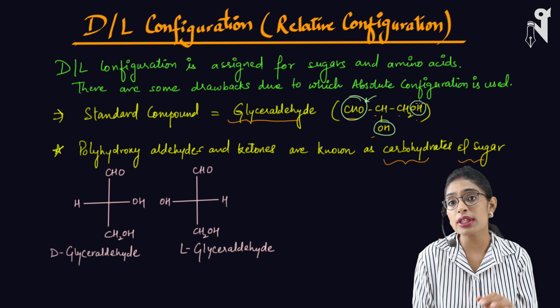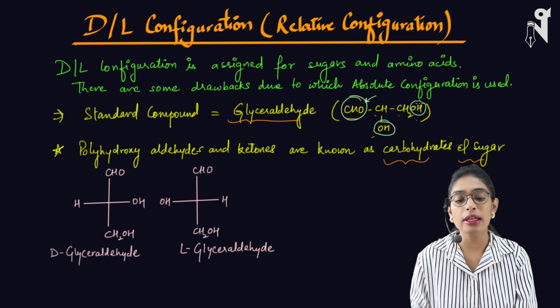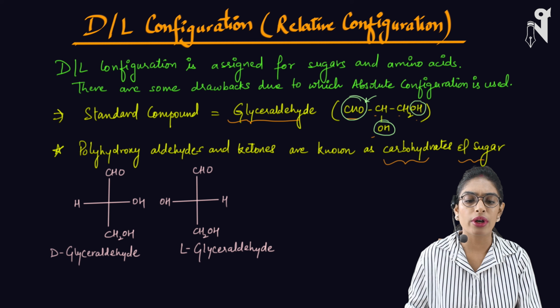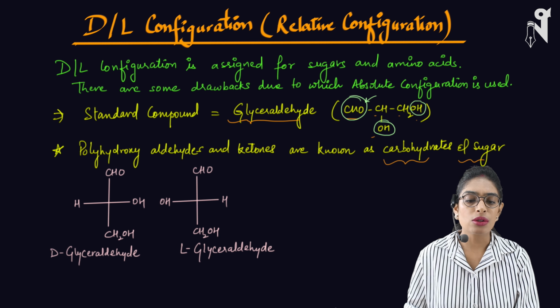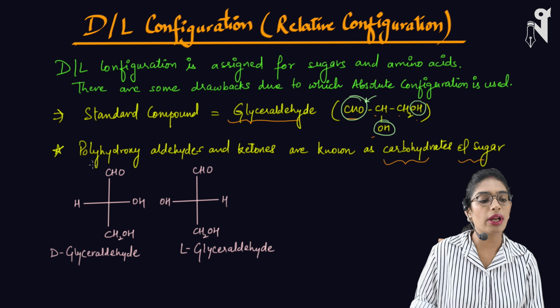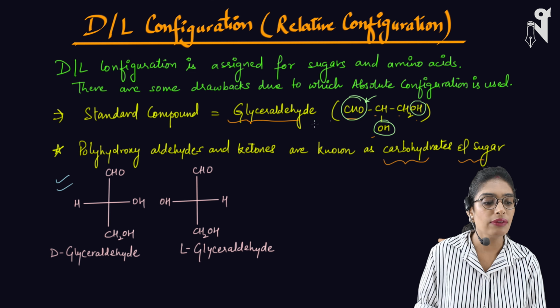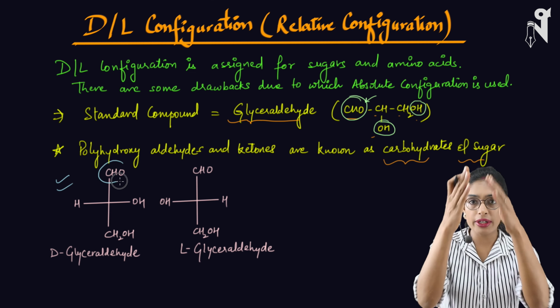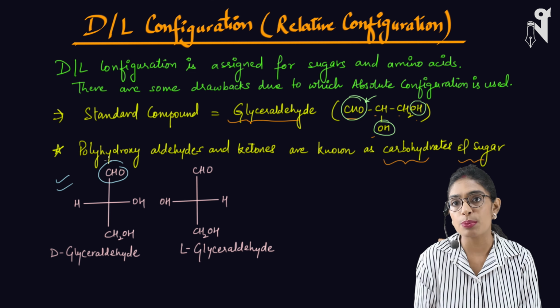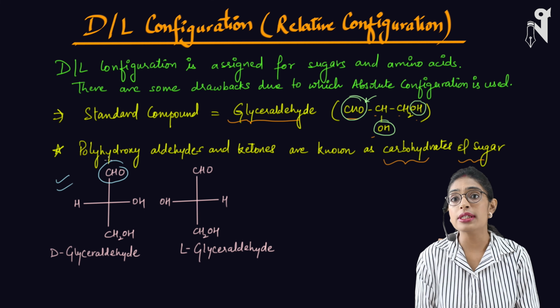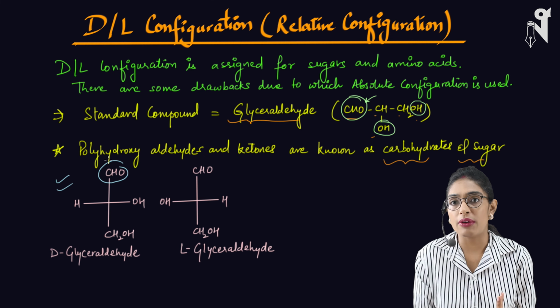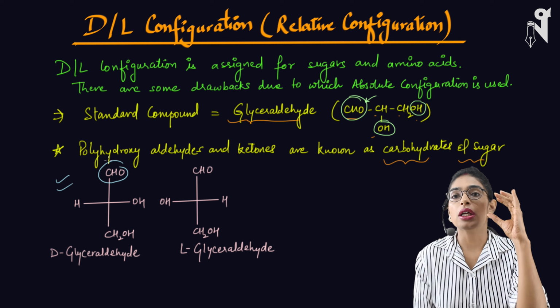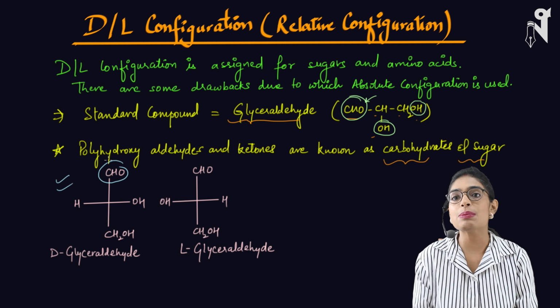Now, how do we check the D and L configuration? Let's understand. There is nothing complex involved in it. It's very simple. So let's say you have this compound. I have taken glyceraldehyde itself. So I have CHO. If I write the Fisher projection of it, what is the correct Fisher projection? What are the rules told by Fisher projection? That you keep the maximum number of carbons in your vertical chain.